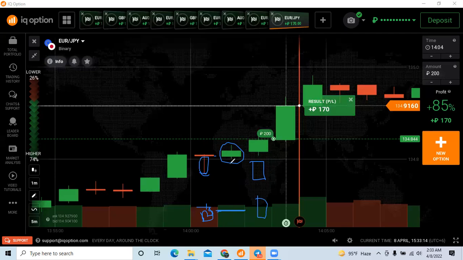Why? Because buyers did not increase their own volume. That's why. Now buyers increase their own volume. That's why the next candle goes up.